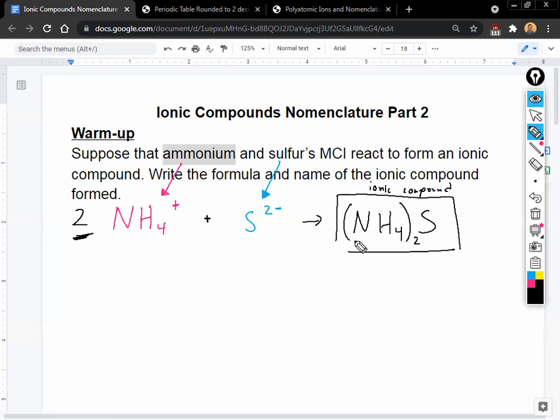I'm trying. All right, so that's the formula of the ionic compound that's made. Okay, this is the formula. But we also need to do the name, which is what we learned last time. If you guys look at the naming rules, we always write the cation or the positive one first, and then we write the anion, which is negative. So what's the name of the cation here? Yeah, ammonium, it's just right there, and we keep it the same. So the cation is ammonium, so we write ammonium.